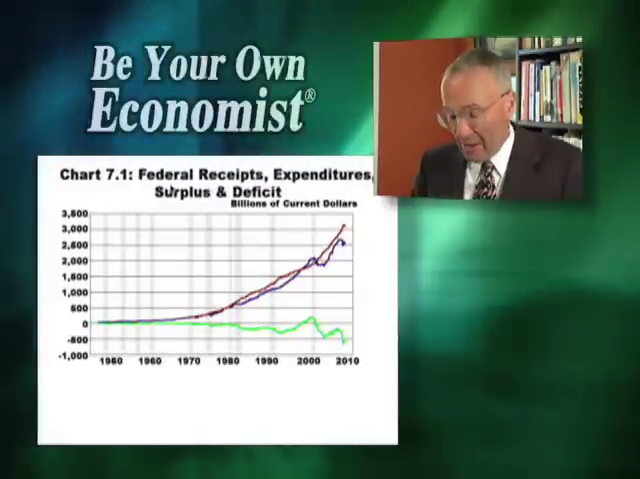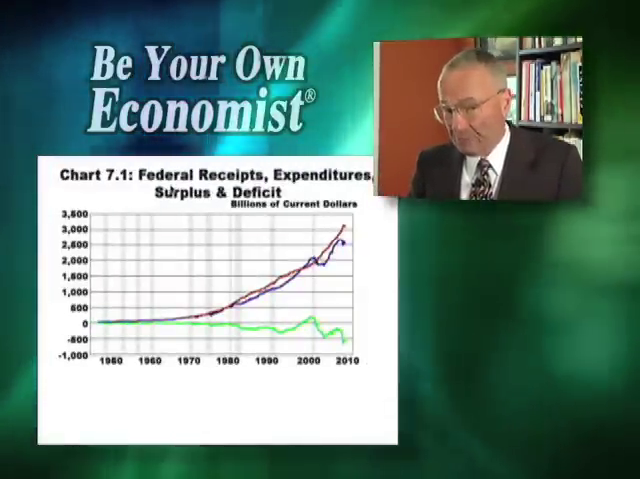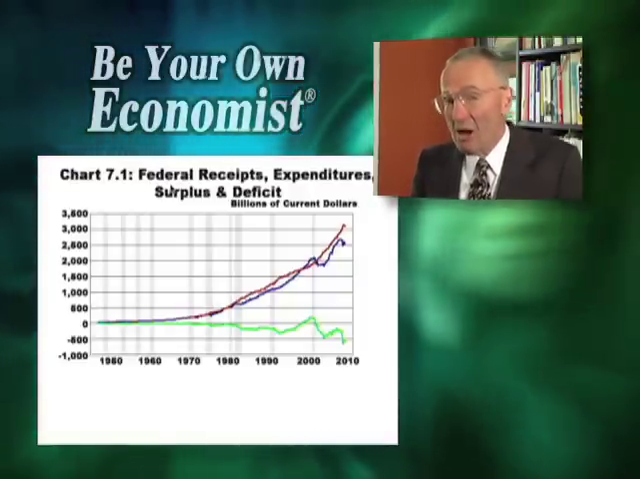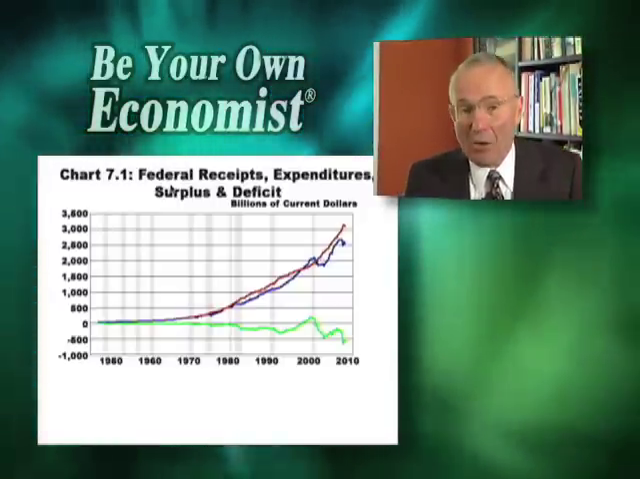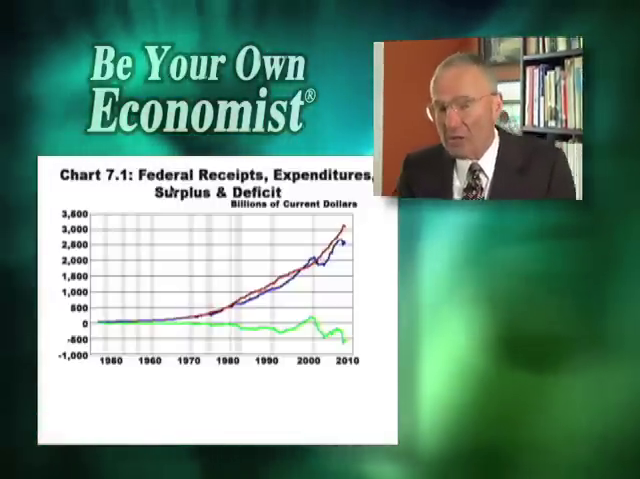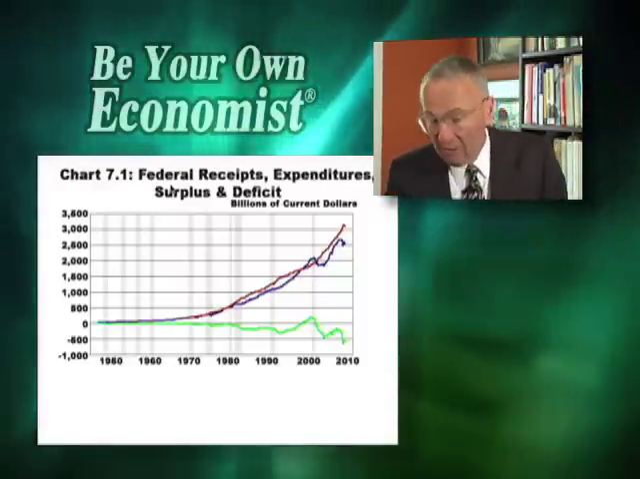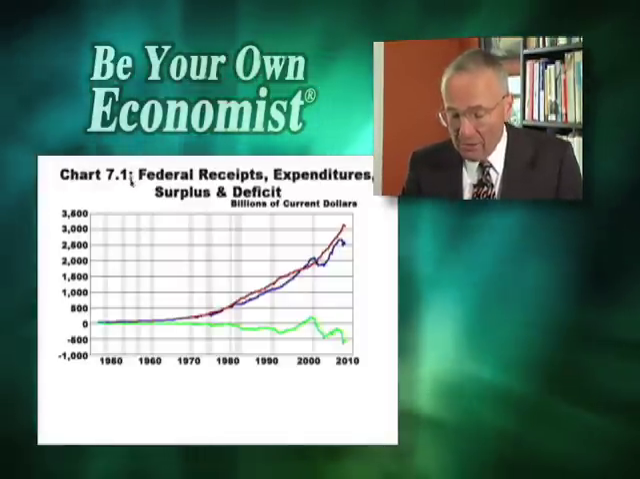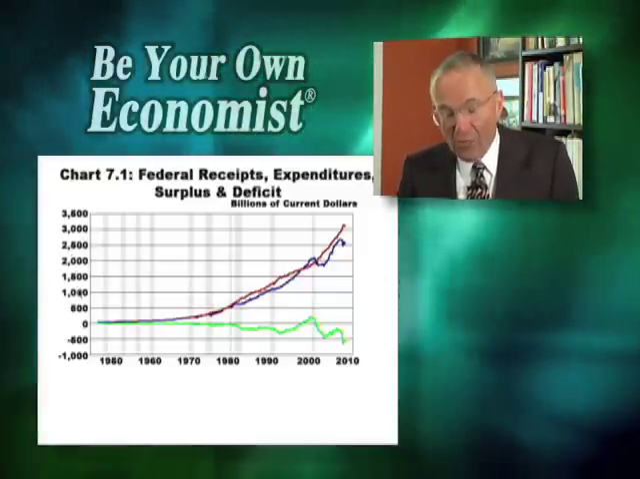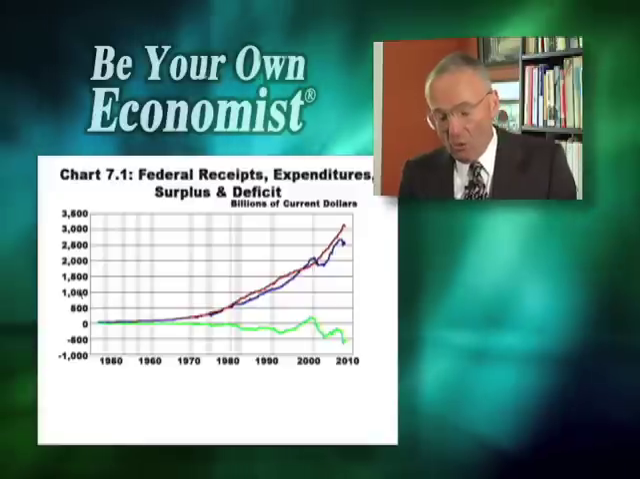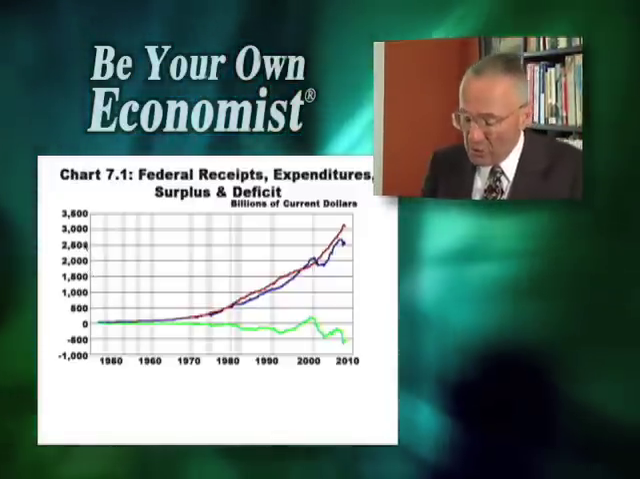So if you take a look, like I am right now, at chart 7.1, you can see the effects of the recession on the federal government, and you can also see what the federal government is doing about it. So let's take a look at chart 7.1, and let's make sure we know what we're looking at. The scale is in billions of dollars, and sure enough, we've got thousands out here. So as you know, 1,000 billion is a trillion. So we've got a trillion, we've got 2 trillion, we've got 3 trillion.